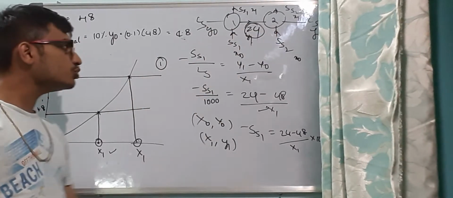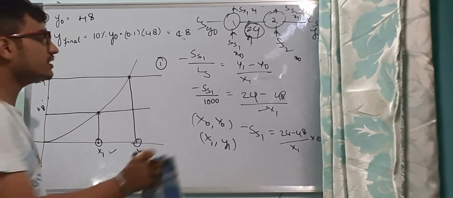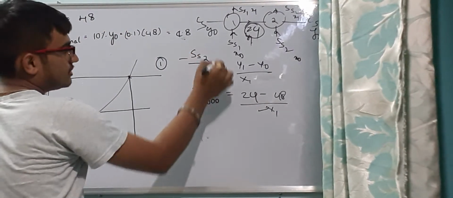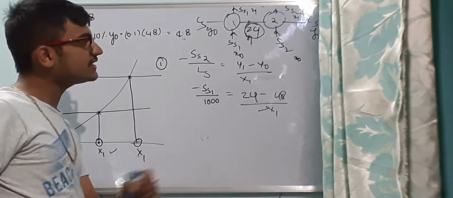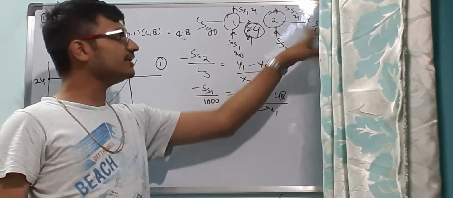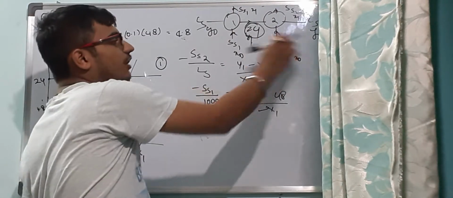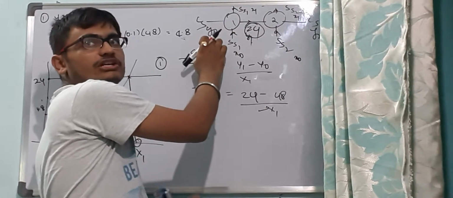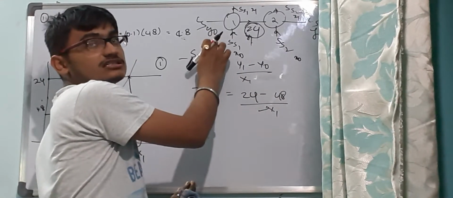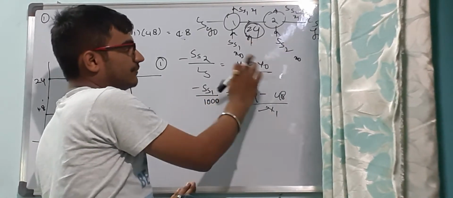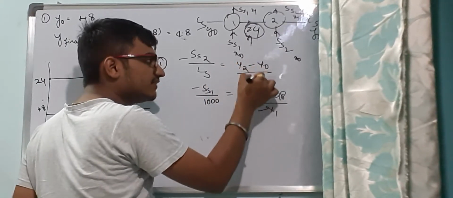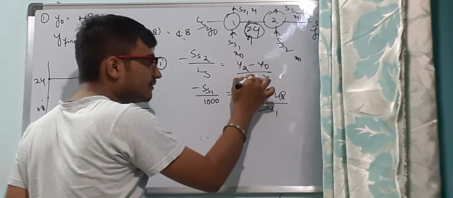Now we will discuss how to do stage 2. Same thing. Minus SS2 by LS is equal to, in this case, Y2 minus Y0. It should always be from the initial condition only. This derivation will always be from the initial conditions. It will never be from here. Remember that. Whenever you are writing SS2, it will be Y2 minus Y0 by X1 minus X0 only.